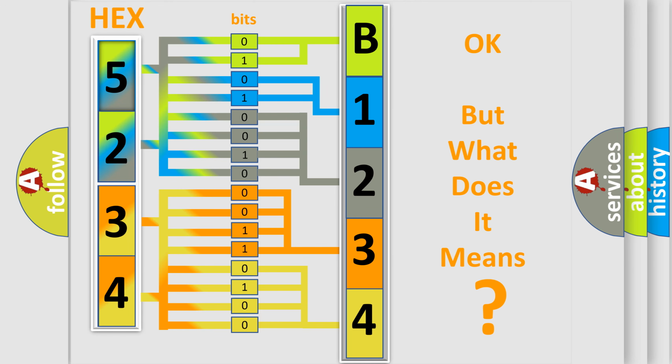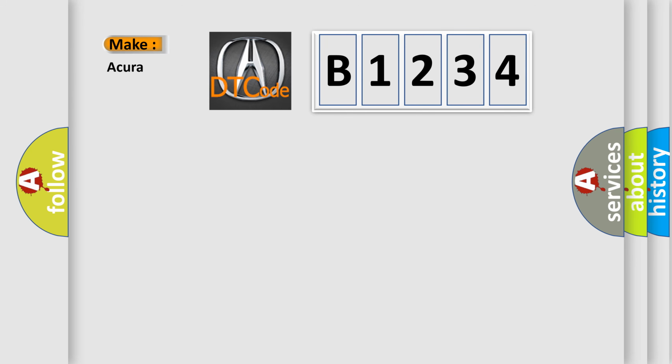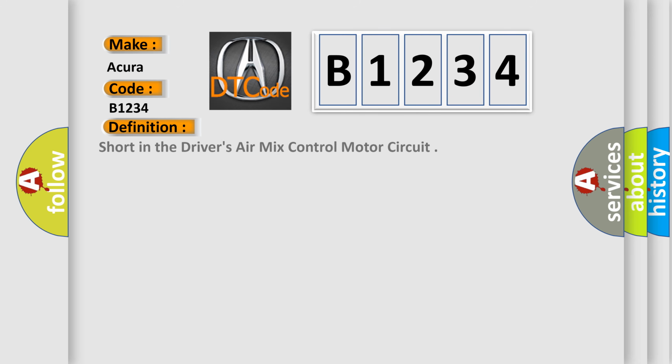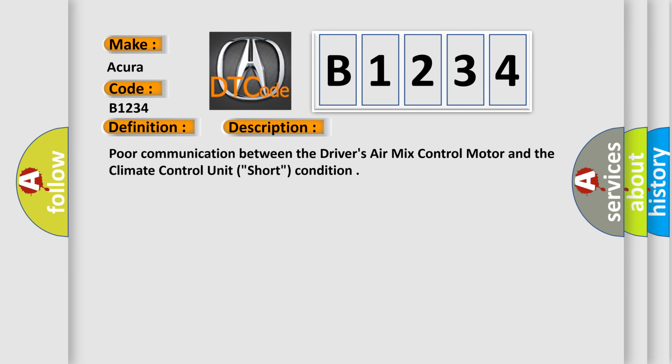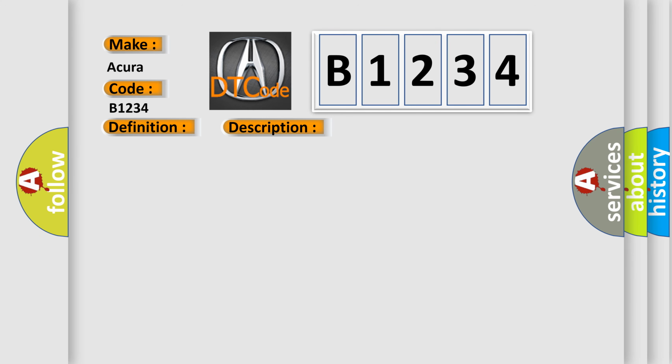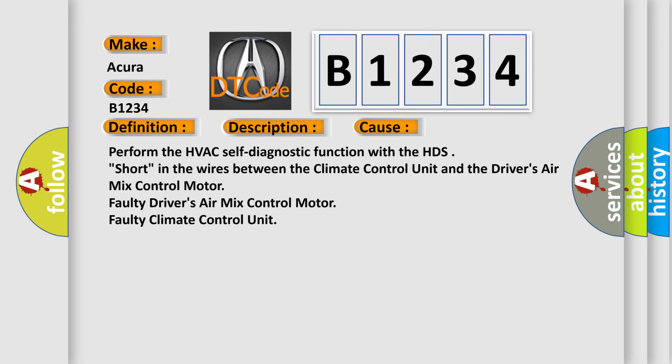The number itself does not make sense to us if we cannot assign information to what it actually expresses. So, what does the diagnostic trouble code B1234 interpret specifically for Acura car manufacturers? The basic definition is short in the driver's air mix control motor circuit. And now this is a short description of this DTC code: poor communication between the driver's air mix control motor and the climate control unit, short condition.